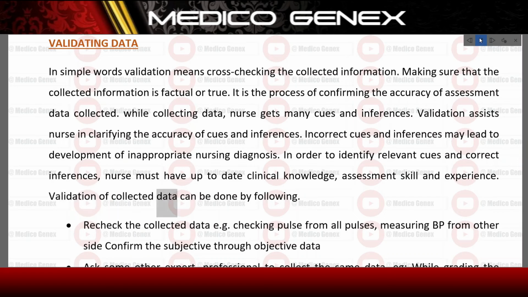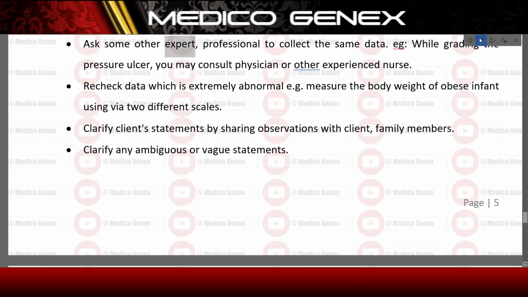Validation of collected data can be done by the following. Recheck the collected data, e.g., checking pulse from all pulses, measuring BP from the other side, confirm the subjective through objective data. Ask some other expert or professional to collect the same data. E.g., while grading a pressure ulcer, you may consult a physician or other experienced nurse. Recheck data which is extremely abnormal, e.g., measure the body weight of an obese infant using 2 different scales.